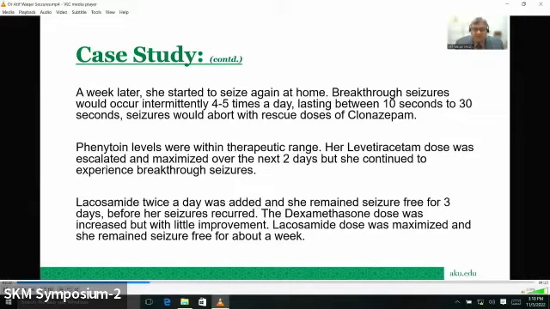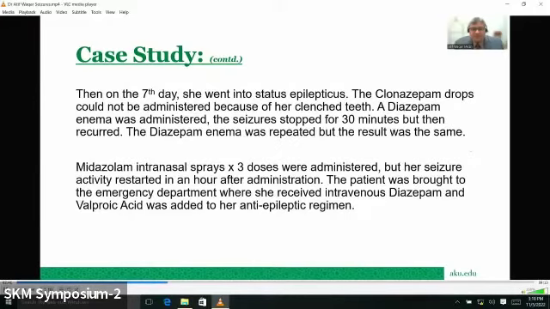And then lacosamide twice a day was added, and she remained seizure-free for about 3 days before the seizures started to happen again. At that point, the dexamethasone dose was increased, and the lacosamide dose was also maximized, but her seizures only aborted for about a week, and then they started to happen again. That's approximately the 7th day of this intervention that she went into status epilepticus. The clonazepam drops could not be administered because the patient had clenched her teeth and her mouth could not be opened. So at that point, our home-based team was mobilized, and a diazepam enema was compounded in our pharmacy, brought to the patient's home, and she was administered the enema.